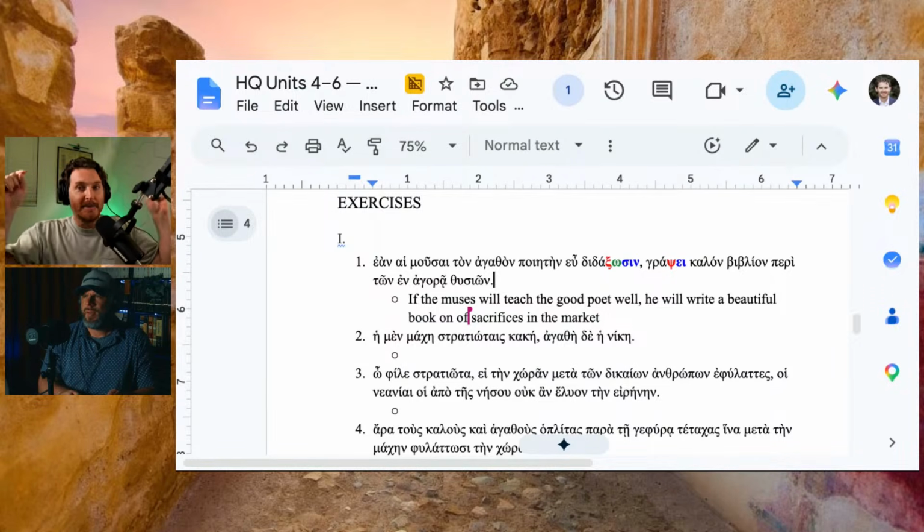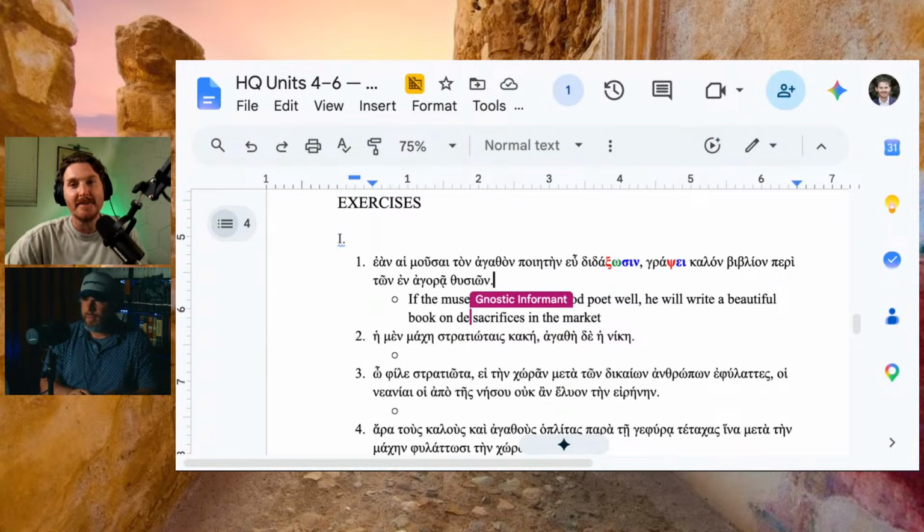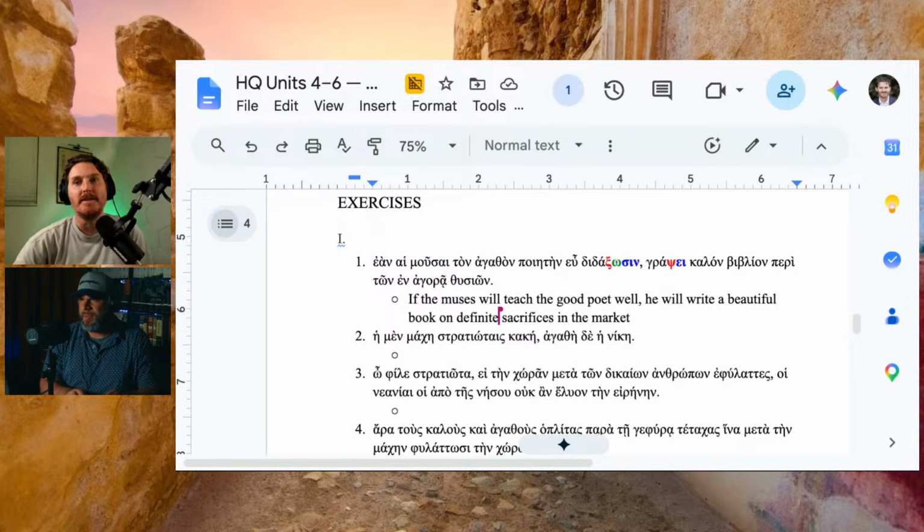There are definitized sacrifices. What do you mean? They are definite. A book on definite sacrifices? Yes, they're definite sacrifices. So how do you express definiteness in Greek? On specific sacrifices, the sacrifices. You're saying on the sacrifices?